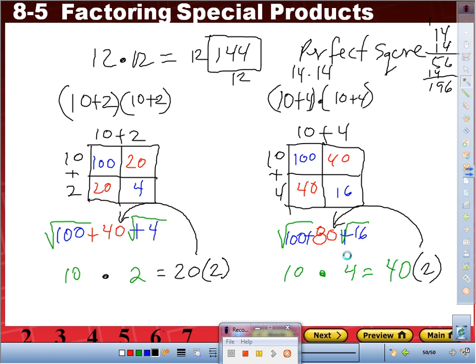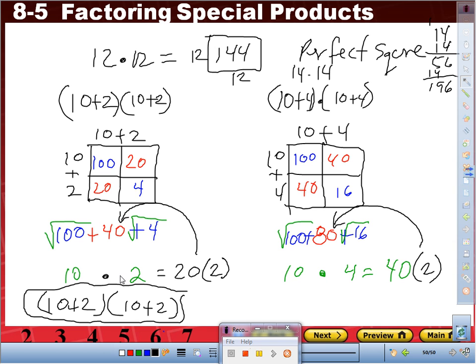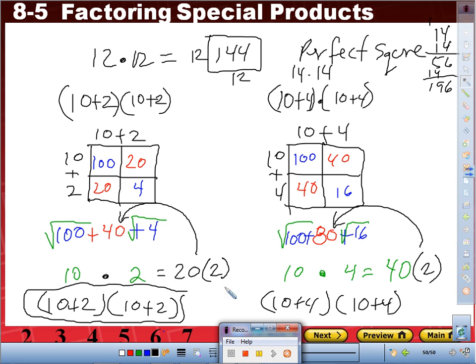Okay? Now check this out. What numbers do you see here? 10 and 2. So by finding the square root of this one and this one, if it is a perfect square, I can write this like this. 10 plus 2 times 10 plus 2. Those are my two factors because I just use these two numbers. So what are my factors for this one? 10 plus 4 times 10 plus 4. So that was a pattern that I wanted to show you. That's for the first part, the perfect square. This is just using math.